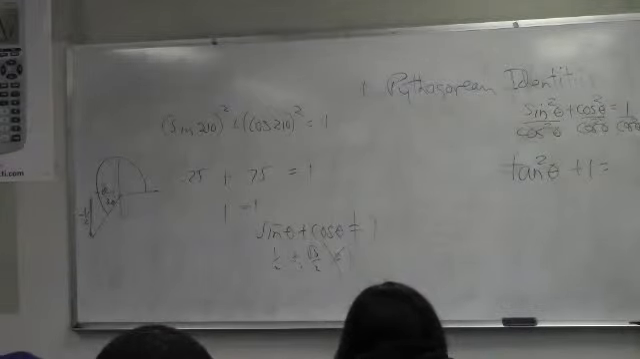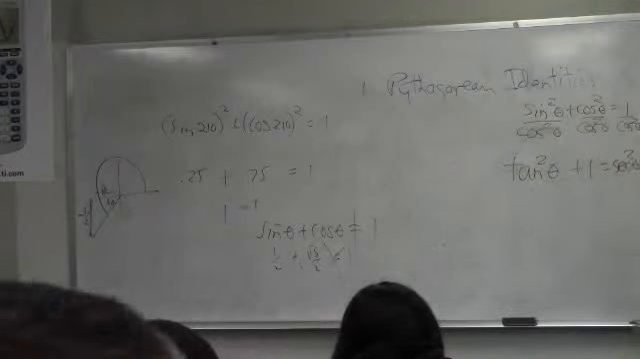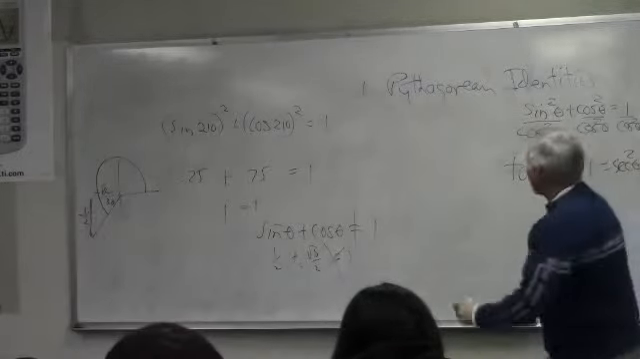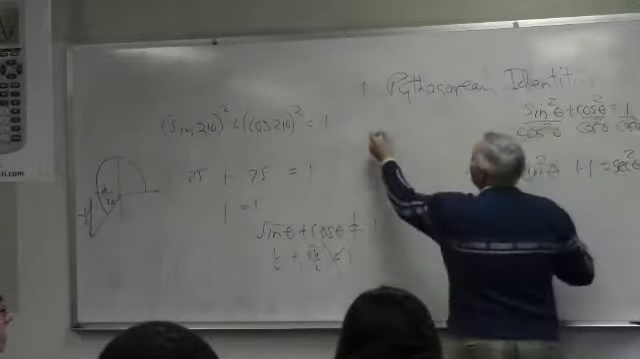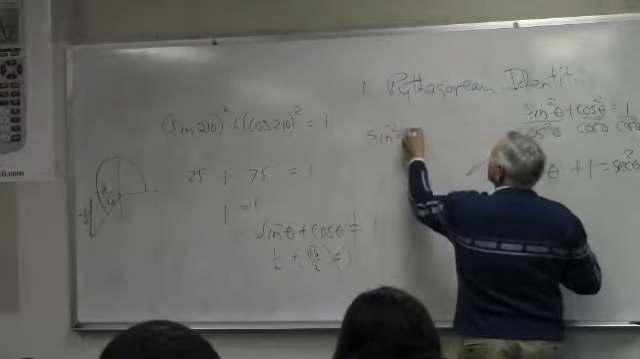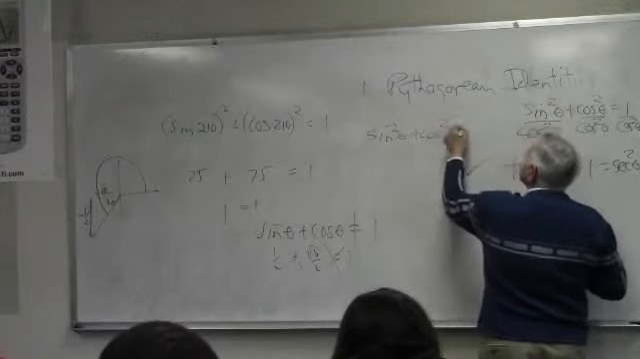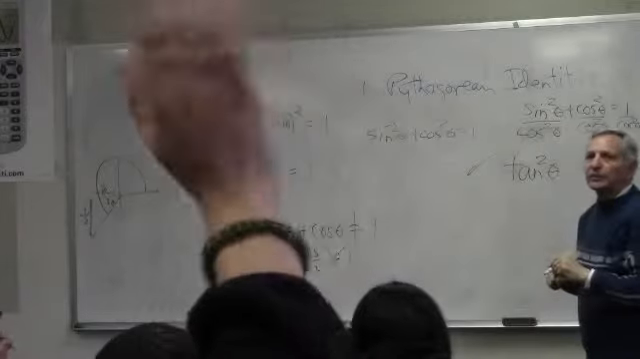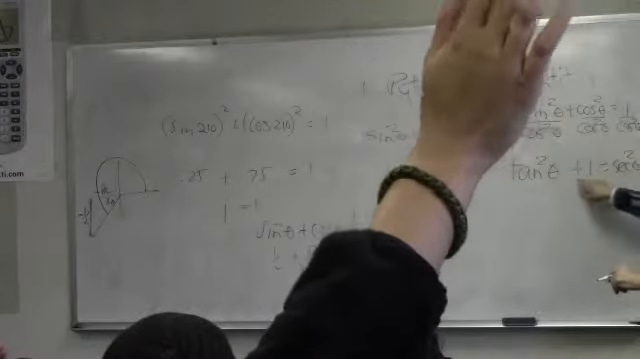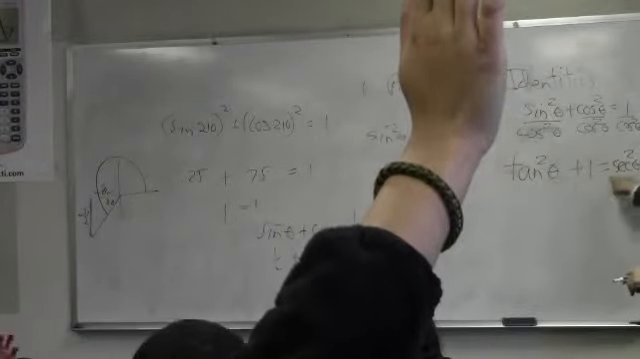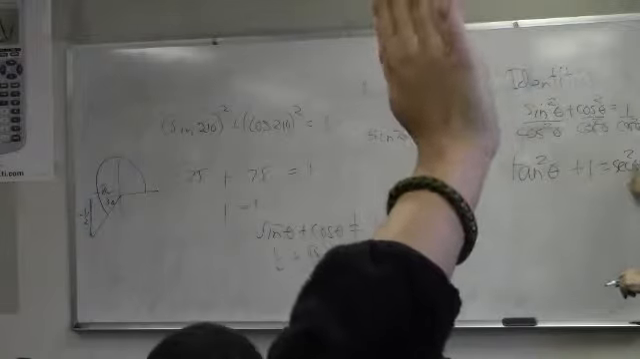Plus one. Equals secant squared theta. That's the second one. Why the squared? Remember, my original is sine squared theta plus cosine squared theta equals one, my basic Pythagorean identity. What I did was divide every term by cosine squared, and I get this identity: tangent squared plus one equals secant squared.